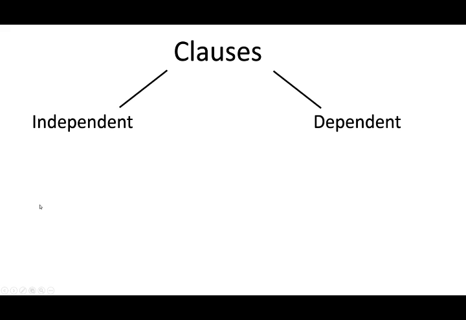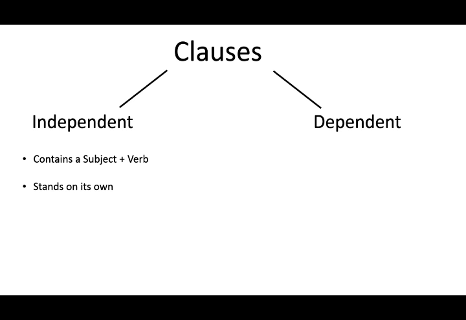This video is teaching you how to recognize different types of clauses. There are two kinds of clauses we will learn today: independent clauses and dependent clauses. If you are unsure what a clause is, stop this video right now and rewatch the previous video on clauses versus phrases. An independent clause contains a subject and a verb, and it can stand all by itself.